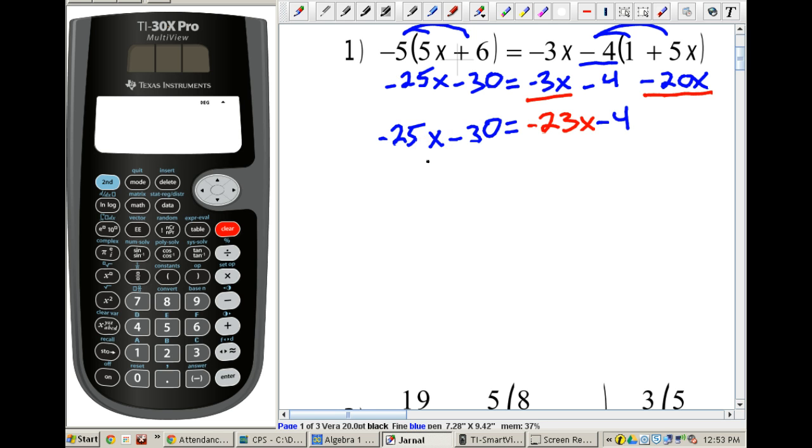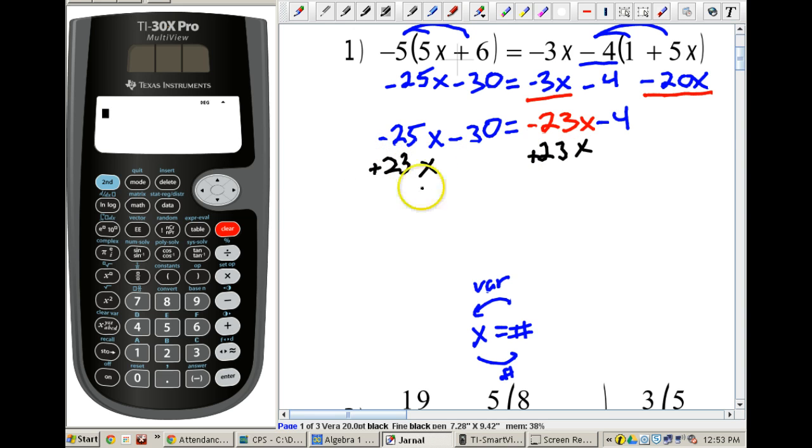All right. My eventual plan is to have x equals some number, right? So I want to move all the variables to the left, and I want to move all the numbers to the right. So like this variable on the right, I want that over here. Do the opposite. Opposite of negative 23. And again, numbers to the right, so I want to move this 30 over. So opposite of negative 30, positive 30.